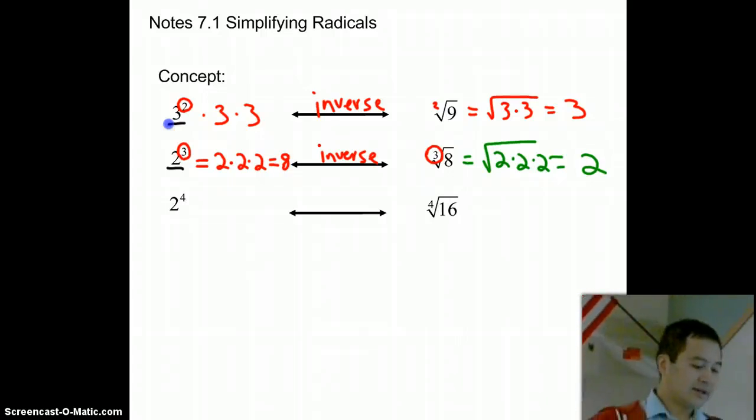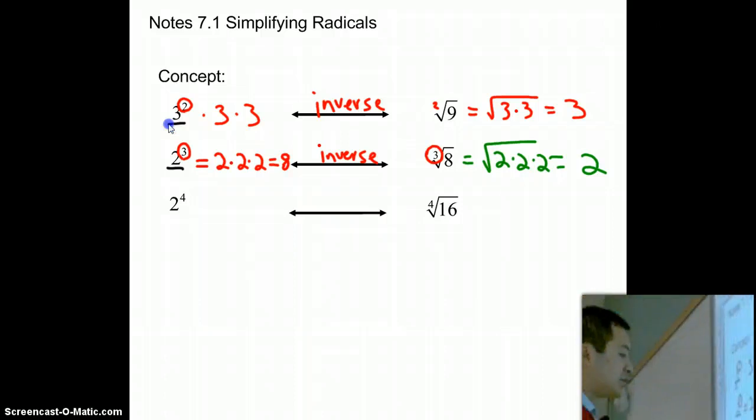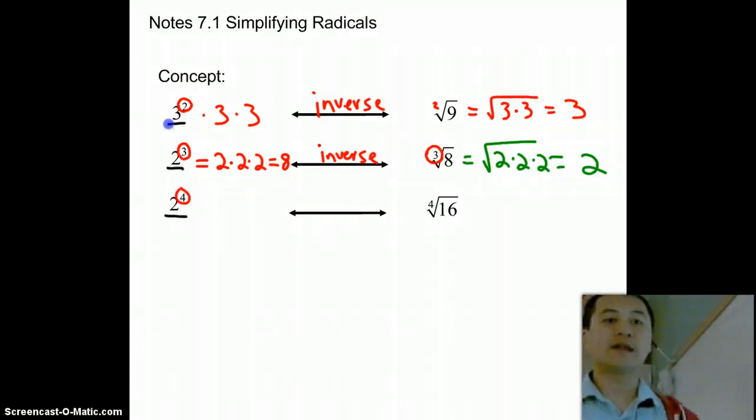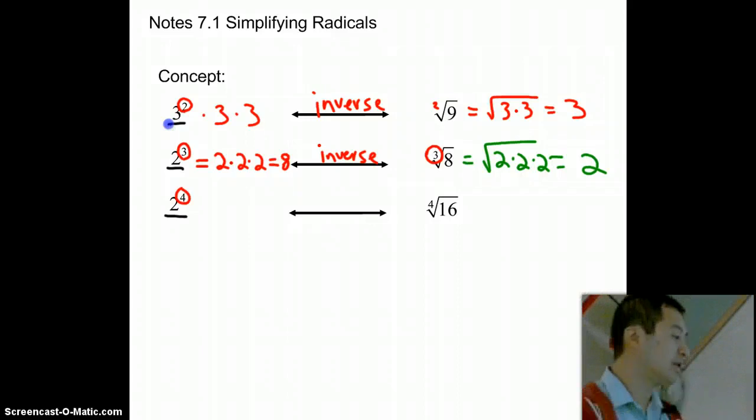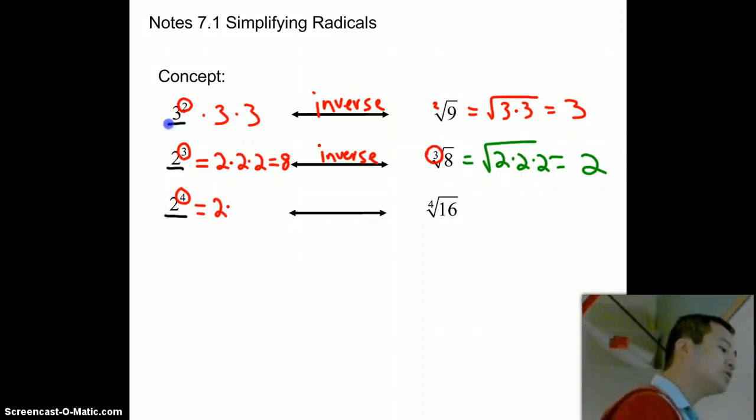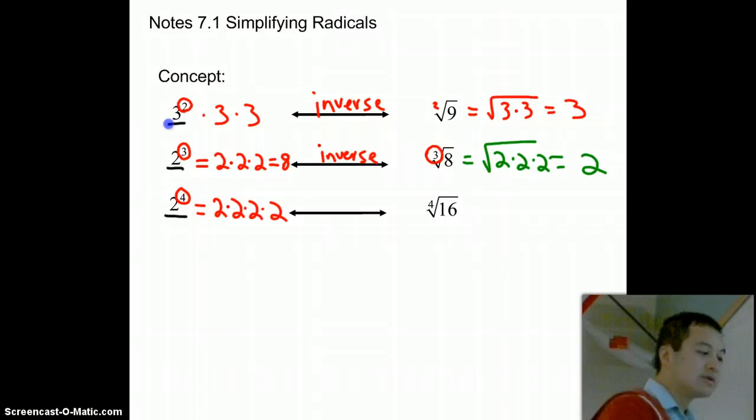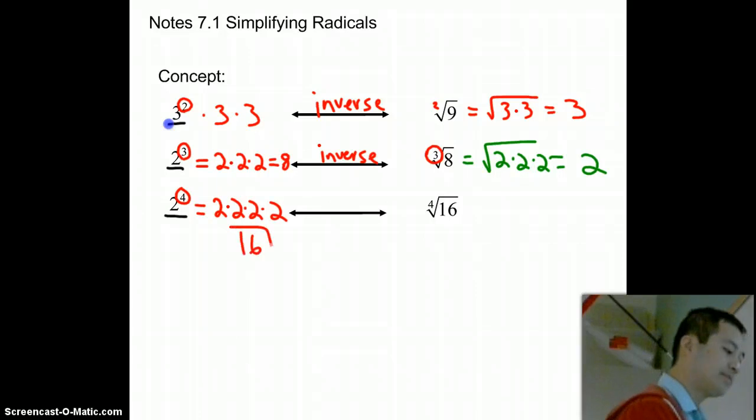One more time. What's the number? The number is 2. What's the operation? The operation is 4th power. So what does that mean? What does the 4th power mean to do to that 2? That means you want to multiply 2 times 2 times 2 times 2, 4 times. That's 16.